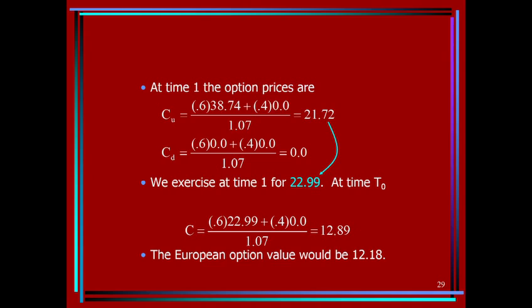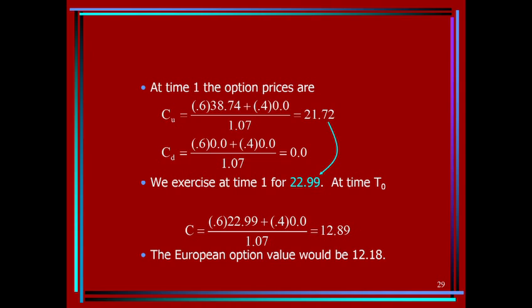So what we're saying at time T1 is that if you were to exercise your American call, you actually would receive 22.99, right? Because cum div price of the stock is 122.99, strike price is 100, so your intrinsic value is 22.99, so you actually receive 22.99. However, if you don't exercise, the value attached to your American call is only 21.72, right? So you would want to exercise, okay?